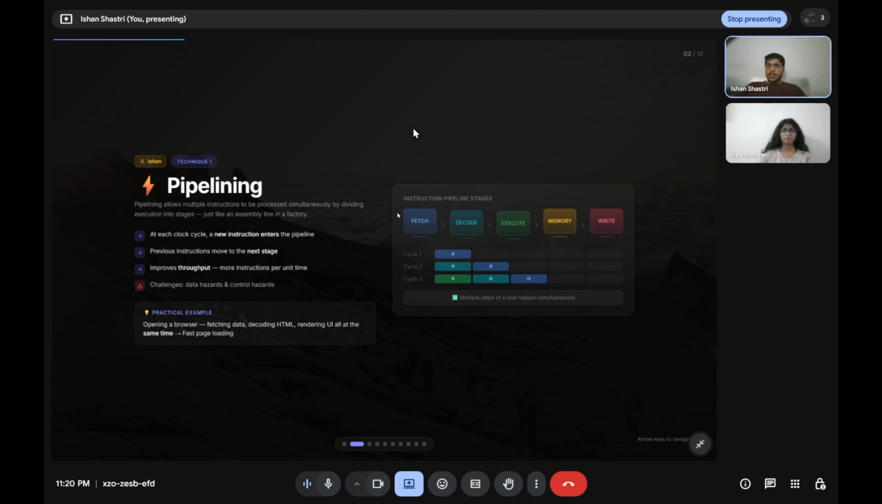However, pipelining introduces challenges such as data hazards and control hazards, which must be carefully managed and maintained to keep efficiency. Now we move towards our visual 3D model, which explains pipelining in a detailed manner.